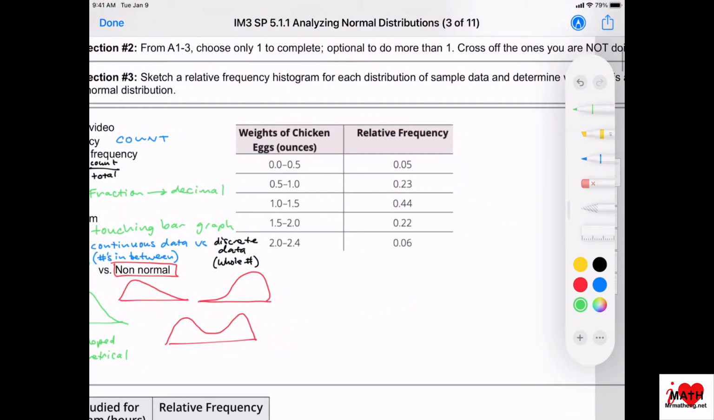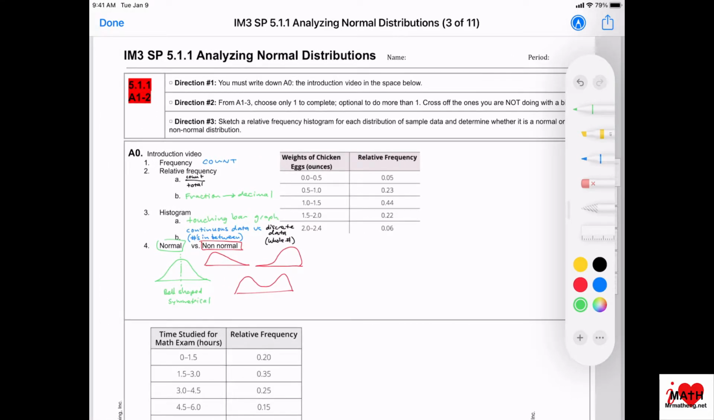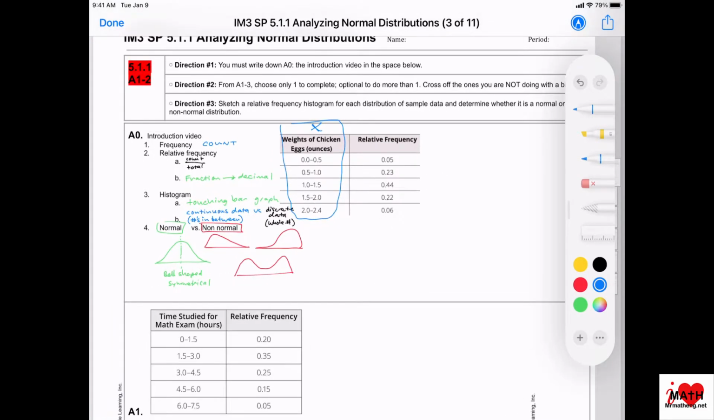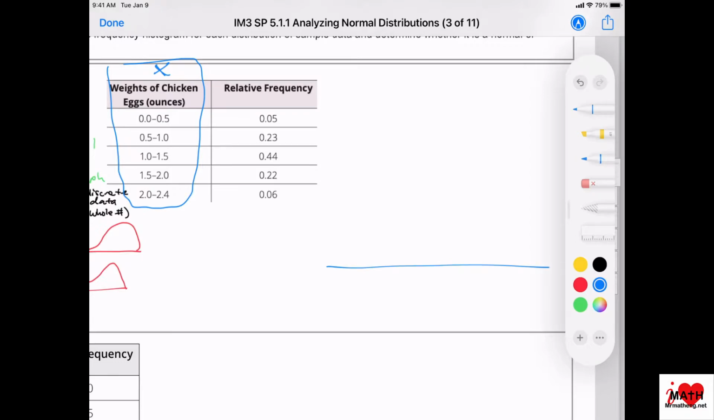Okay, all right, so they're going to ask you to do this problem. Let's look at the directions here. Sketch a relative frequency histogram for each distribution of sample data and determine whether it is a normal or non-normal distribution. That's why I went over all that vocab. So here, the weights of chicken eggs is my x-axis, and you're going to put that over here. Weights of chicken eggs, measured in ounces.